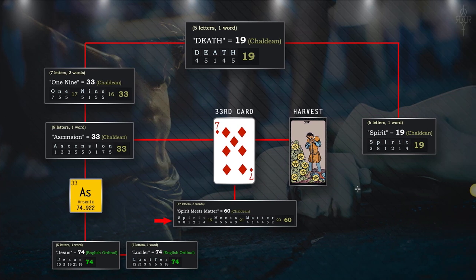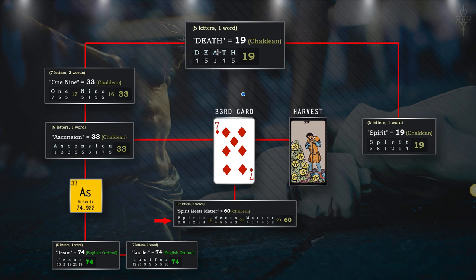So let's get started now. I only have two slides, folks. That was the brunt of the presentation. But here's where it all comes into play and how it all ties together. The word death has a total numerology of 19. Individually, these letters and words are the 4, 5, 1, 4, 5.